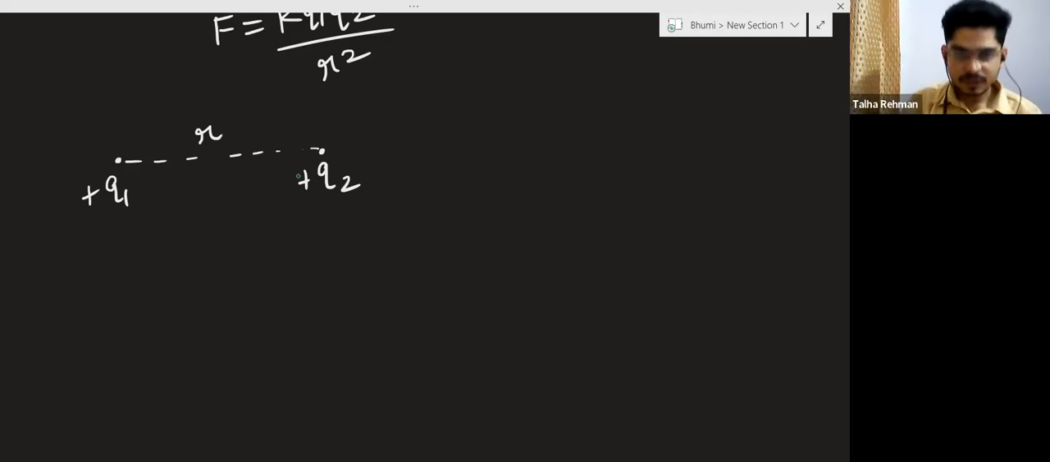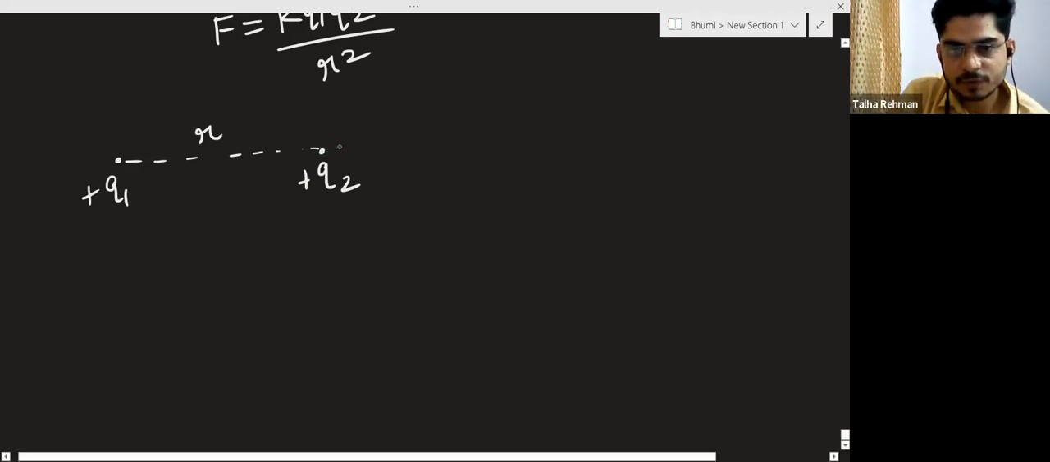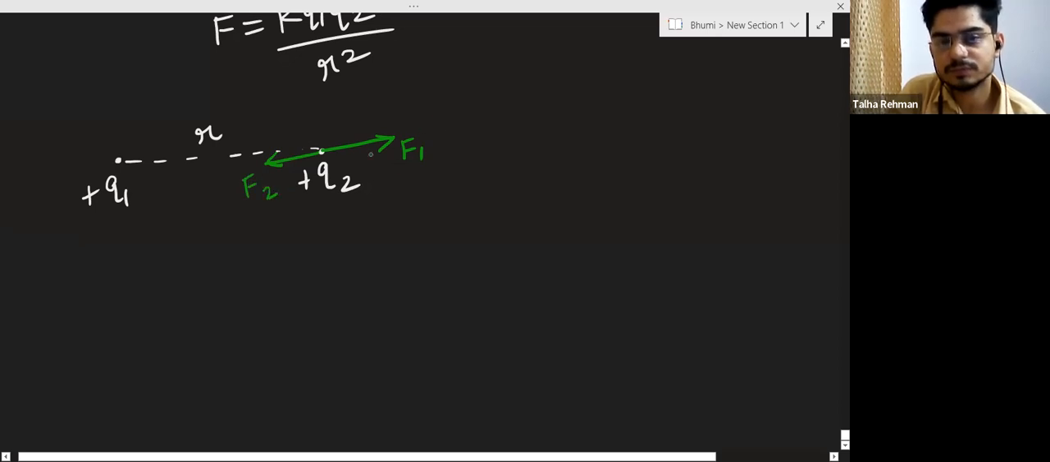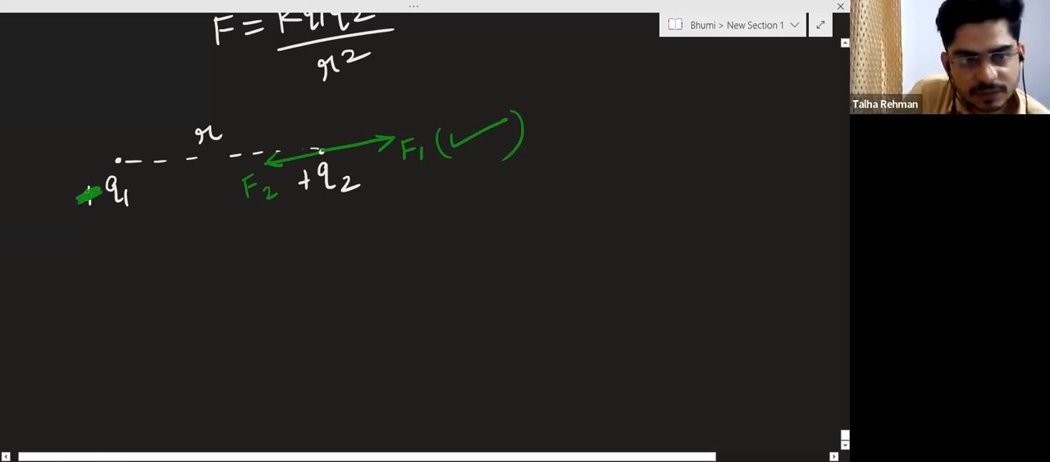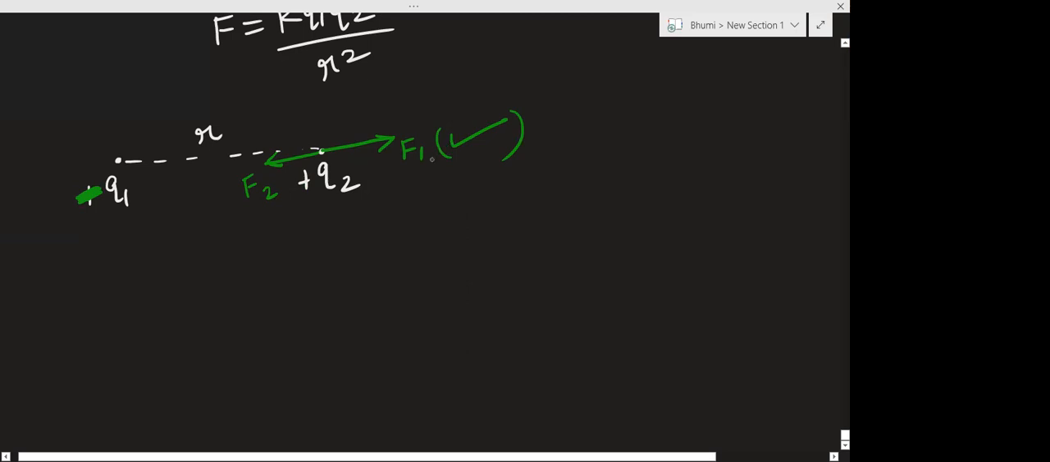So I want to calculate the force at this point, so the direction of force will be in this direction or in this direction. Which direction is correct? F1 is correct or F2 is correct? Means like this is the line of action. F1. Okay, very good. Fine. And if here is a negative charge, then F2 is correct. So F2. Good.